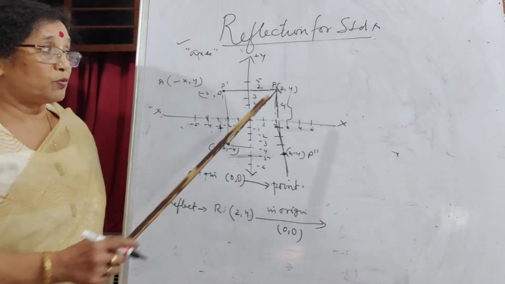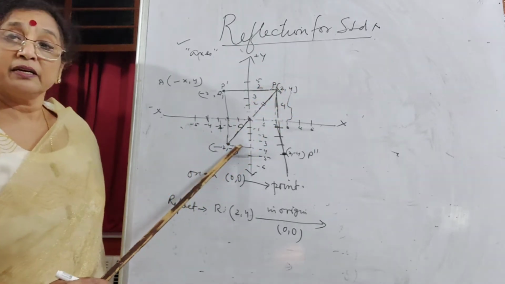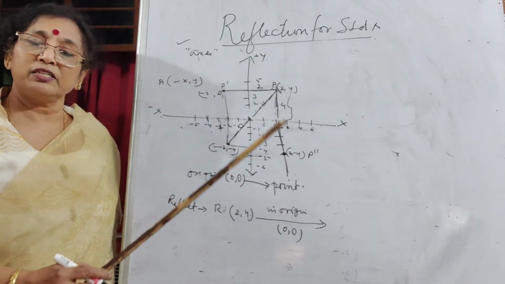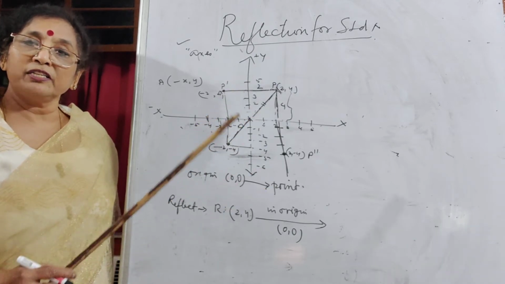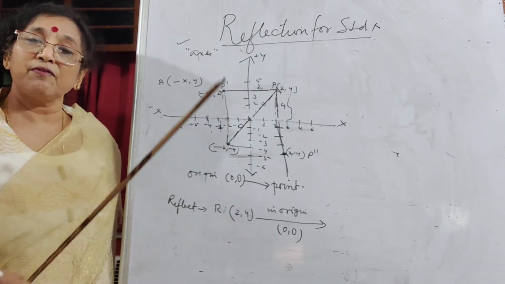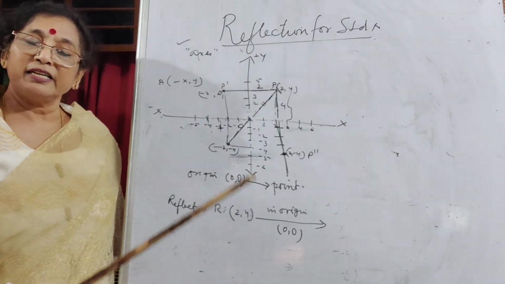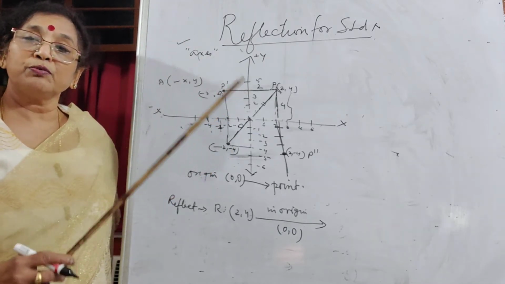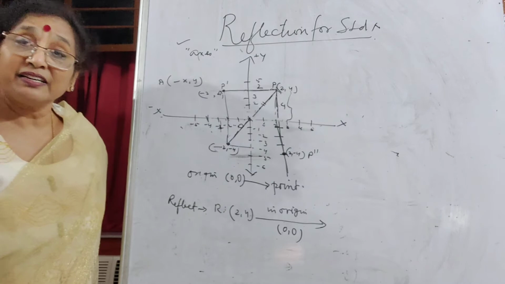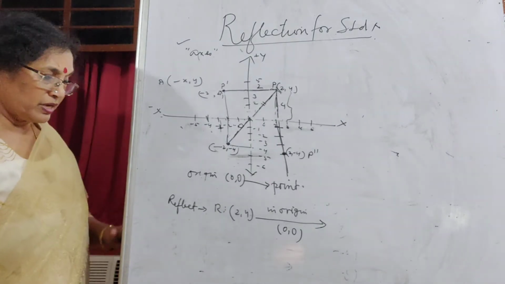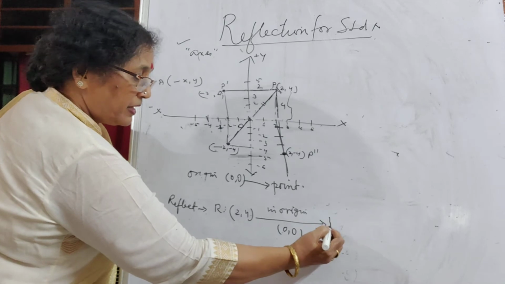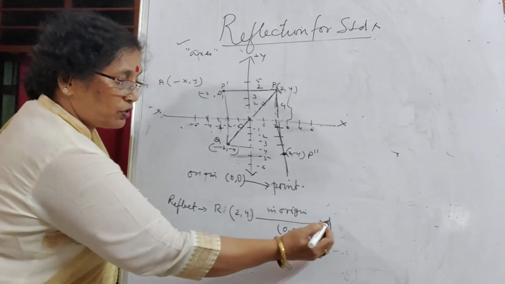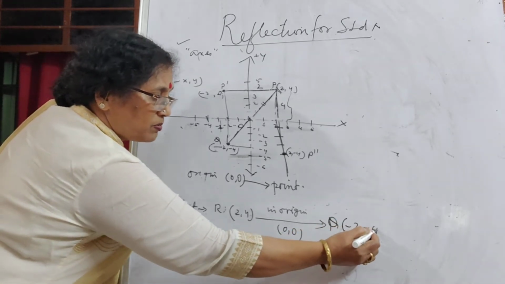Minus 2, minus 4. So what's happening? Same magnitude, but opposite in sign. So if the point is (3, -5), reflection in origin will become (-3, 5). If the point is (-5, -1), reflection in origin will become (5, 1). If the point is (-6, 7), reflection in origin will become (6, -7). Both will change in sign. That is reflection in origin. Okay. So here, let's call this P reflected to Q. So P reflected in origin to Q becomes (-2, -4).